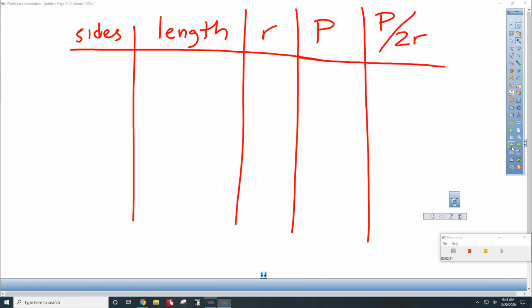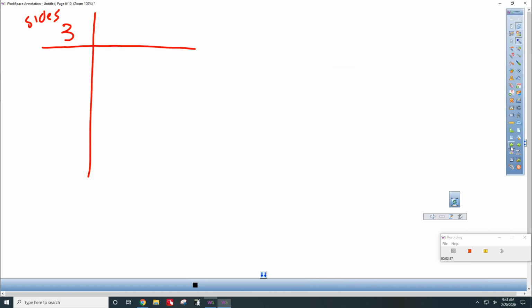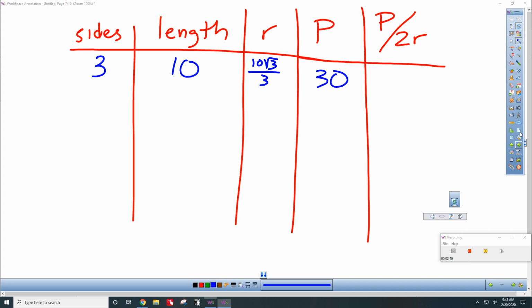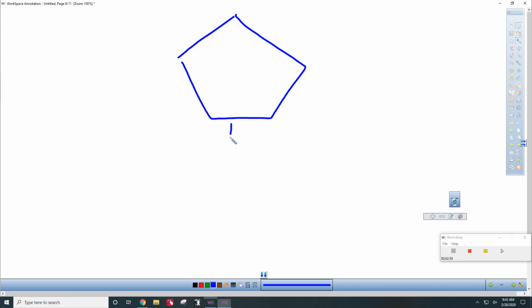Okay, so if I went back to my little chart, if I had three sides with a side length of 10, my R would be 10 radical 3 over 3. And my perimeter was 30, and then I'm going to use Microsoft Excel to do that. But this is what I want you to fill out using Google Sheets. Now, eventually, it's going to get kind of weird. You're going to have to use inverse tangent maybe. So let's not do a hexagon because that's a nice one. Let's not do a square. Let's do a pentagon.